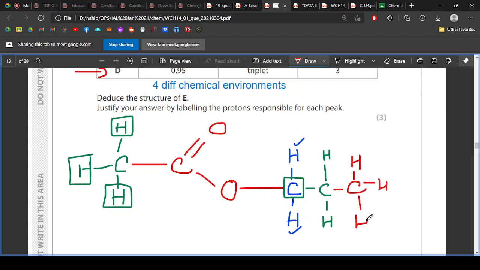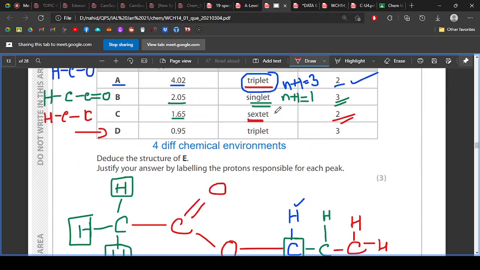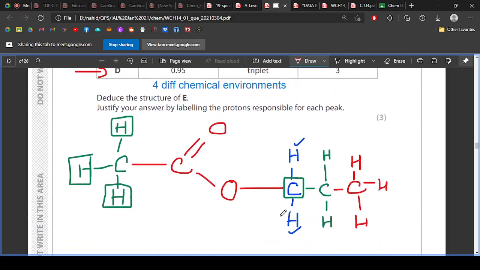CH3. Yes. And if you actually match here, what was the n plus 1 value? n plus 1 was 6, which means n was how much? Sextet means 6, all right? So n was 5, yes or no? Yes. n was 5. So which hydrogens have 5 neighboring hydrogens? Can you figure out? Which ones? Which hydrogen atoms have 5 neighboring hydrogens?